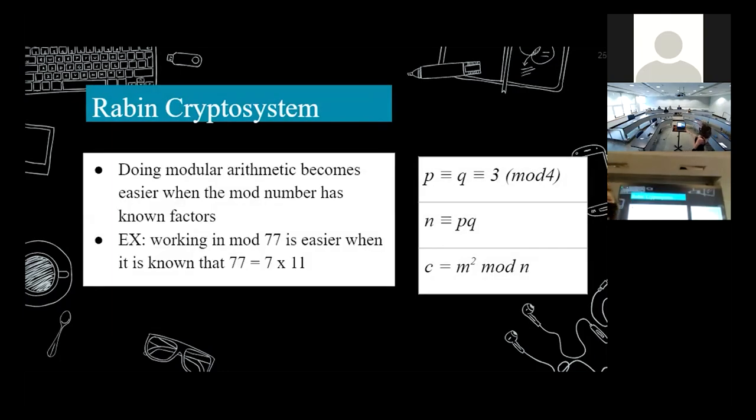And you might wonder why this system is secure. If there's a simple formula for encrypting a message, can't it be easily reversed? Well, it turns out it's not so easy. One of the quirks of working in modular arithmetic is that knowing the factors of the mod number opens up additional possibilities. So if we're working in mod 77, we have more options if we know that 77 is equal to 7 times 11.